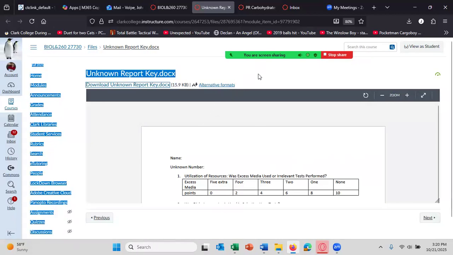You don't have to use formal writing. You can use informal writing in your unknown notes pages, but your unknown report should be formal writing. Any question about any of that? And what you do is you just take your data from your unknown notes page and then rewrite it in formal writing for your unknown report.